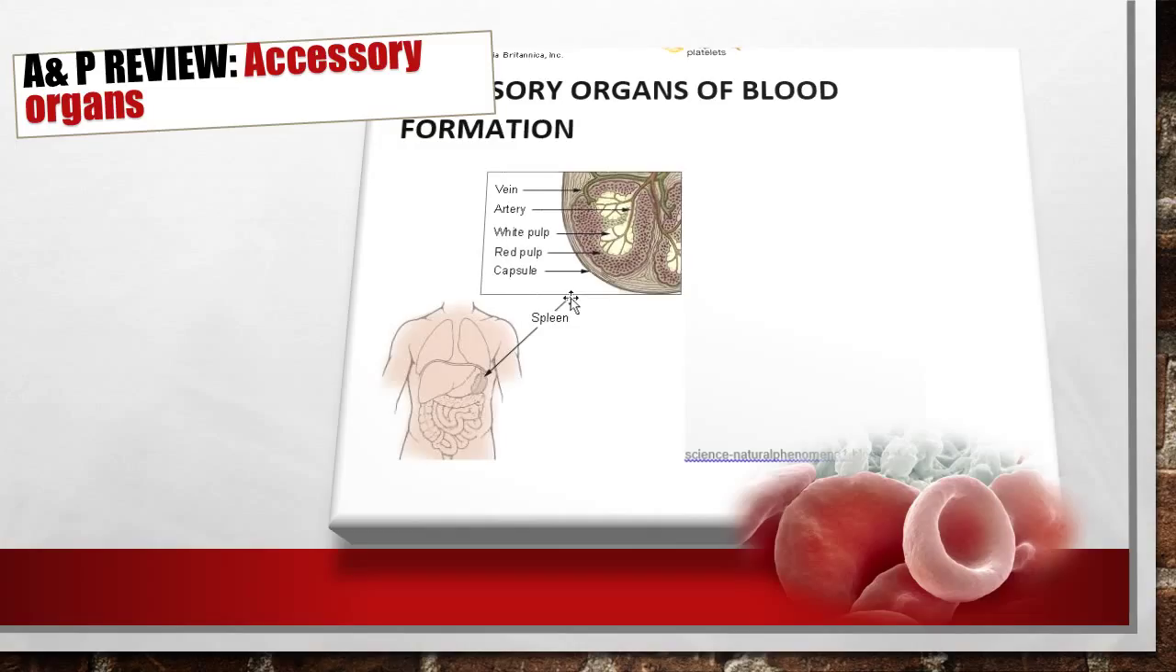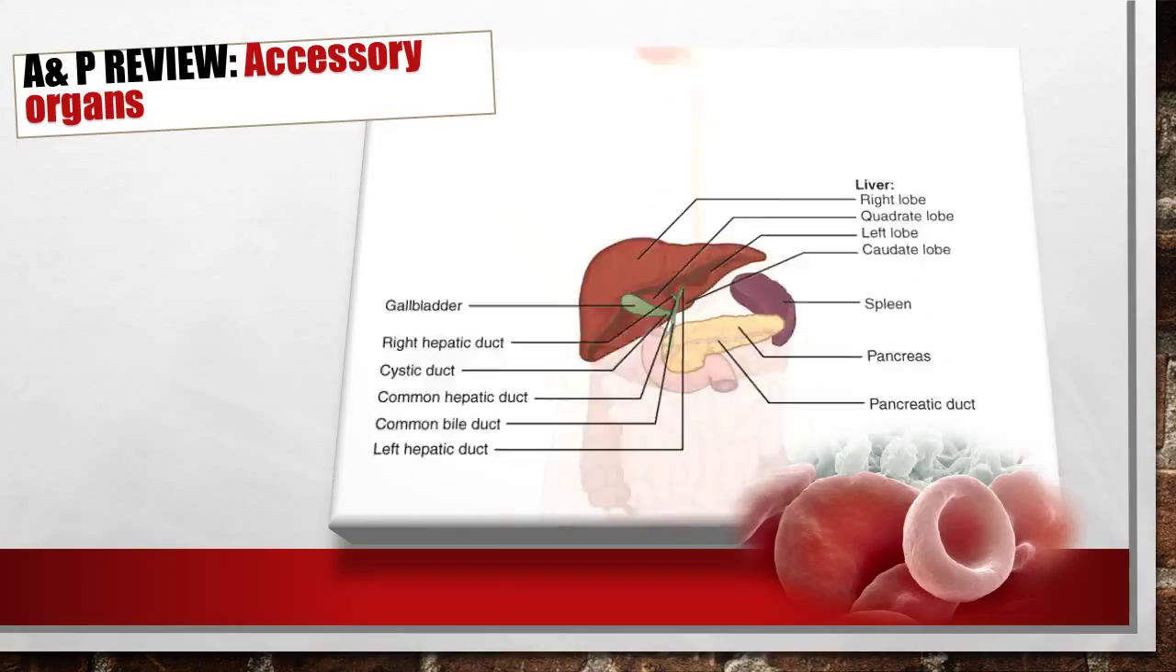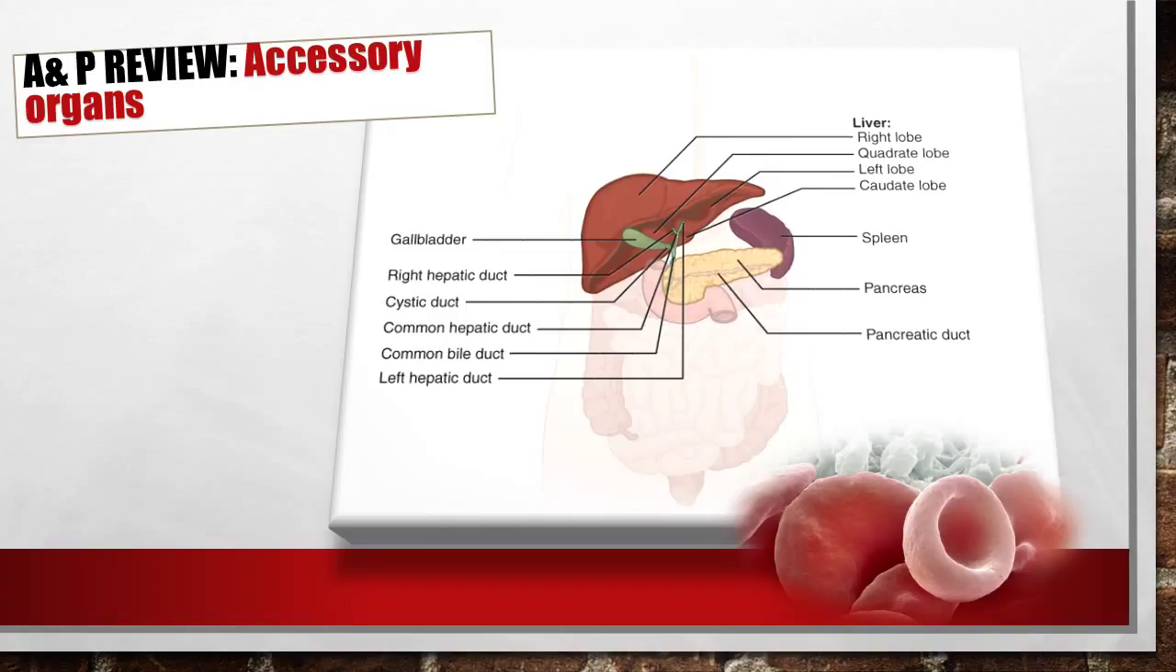Let's go back to the liver. The liver produces prothrombin and most of the blood clotting factors. Large quantities of whole blood and blood cells can be stored in the liver as well. It stores the extra iron within the protein ferritin. That's important for a nurse to review.